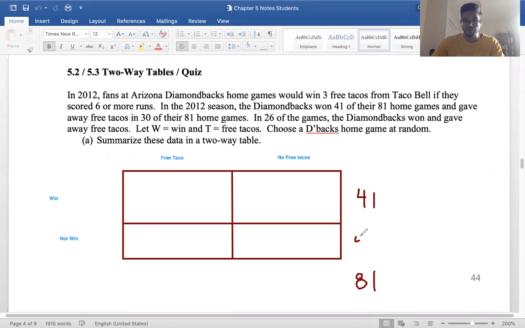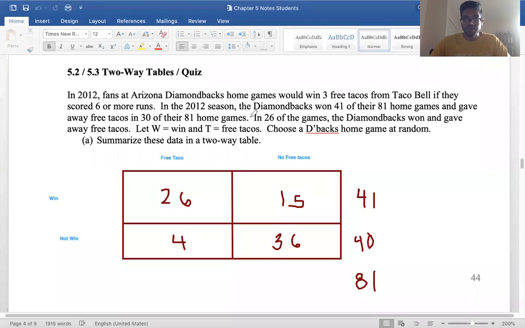You know, this has to be a 40, right? 40 plus 41 equals 81. And then you keep going from here. And you get 26, 15, 4, and 36. And the way I got these numbers, guys, is by reading the problem. So what I did was I noticed a couple of things.